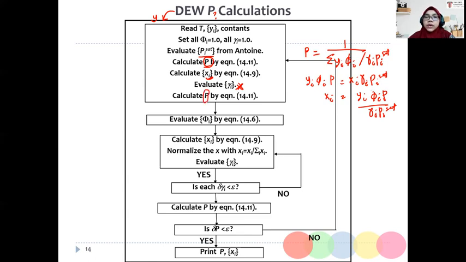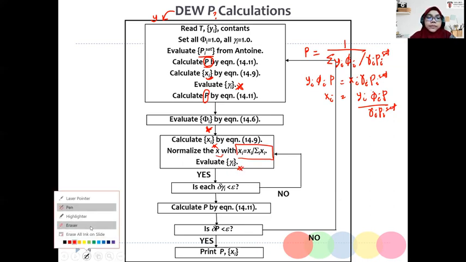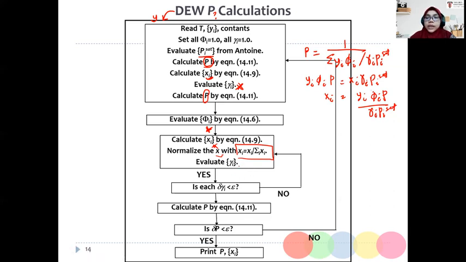And then after that, we may recalculate the value of pressure, inserting into this equation to evaluate the value of gamma. Then we calculate the liquid composition and normalize the composition by using this expression. Finally, we obtain the activity coefficient. If the difference of the activity coefficient is less than the tolerance, we may proceed to calculate the value of P using this equation. If delta P is also lower than the tolerance, we finalize the value of P and also the composition in the liquid. Otherwise, we need to perform the iteration from the start.